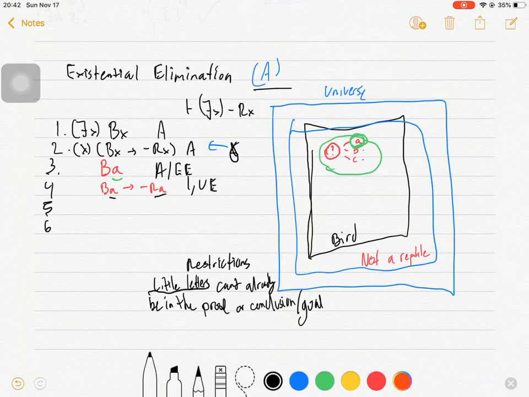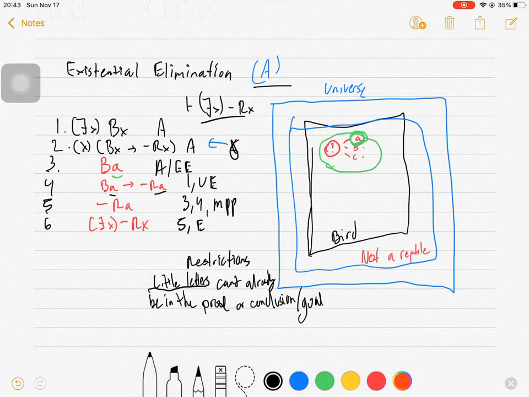Moving forward, though, we can see that if we have BA, then we have not RA. 3, 4, MPP. Now, our goal is an existential claim. There exists an X such that X is not a reptile. We are allowed to use EI here to go from 5, not RA, to there exists an X such that X is not a reptile, existential X, not RX in line 6. That's 5 EI. However, we're not done. Notice that we're in a subproof here. We're in a subproof because we assumed BA for the sake of EE.